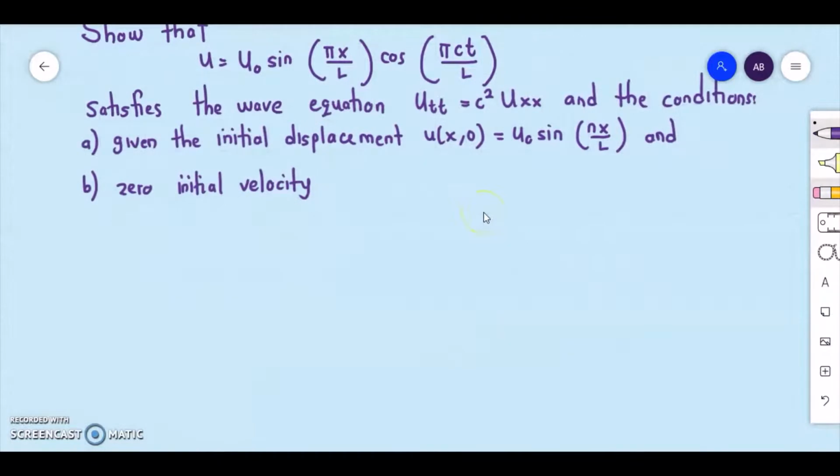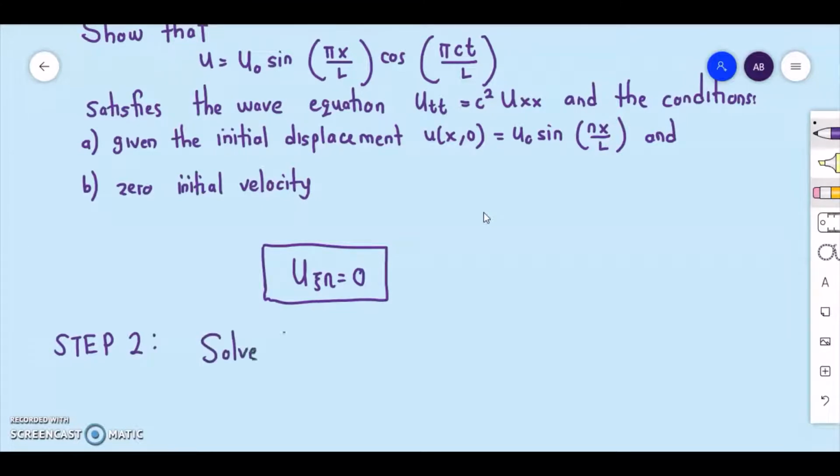Now go back to the solution. Earlier on in step 1, I said we want to replace u(x,t) by making the change of variable using xi and eta. So we have obtained this solution. Now, what is step number 2? Step number 2 is that we want to solve the transformed equation u_xi eta equals 0.